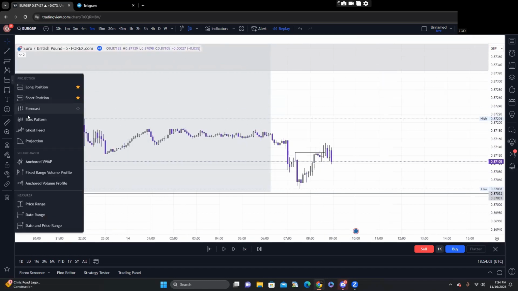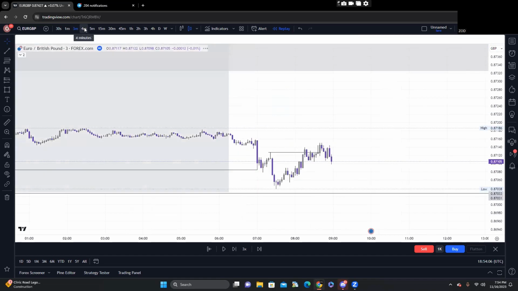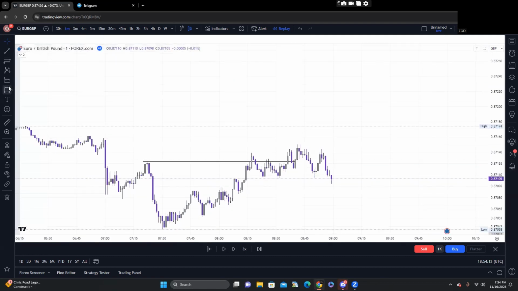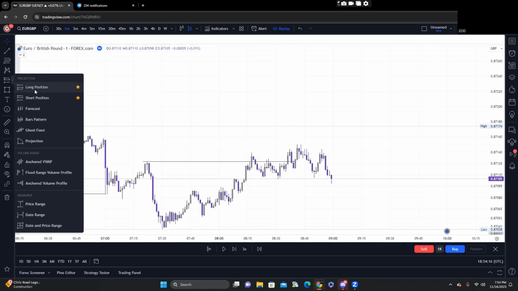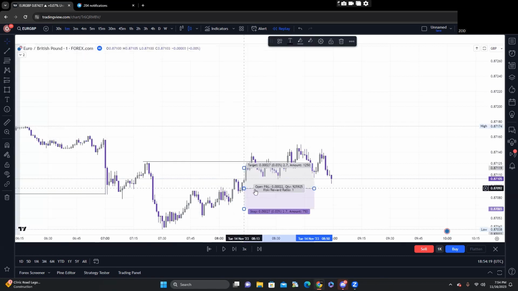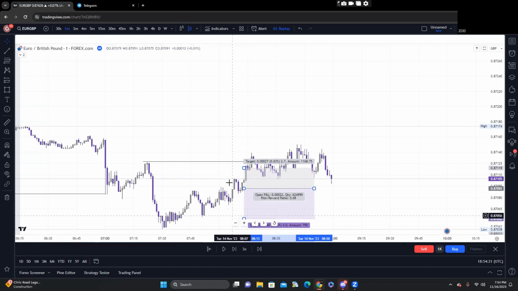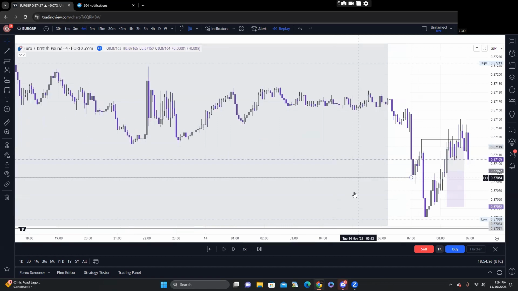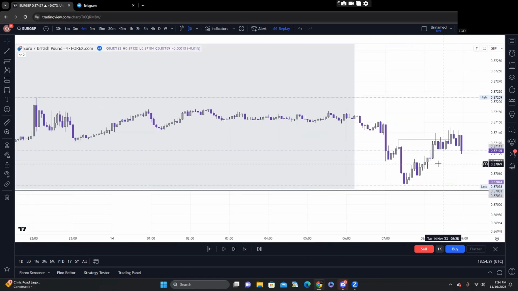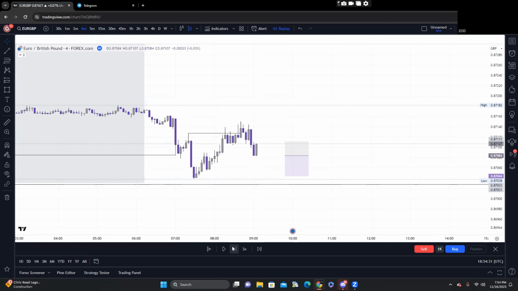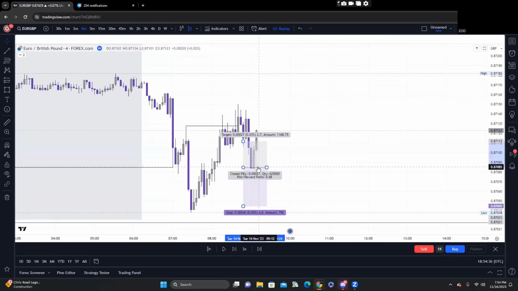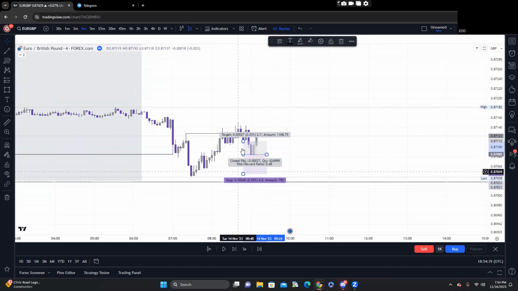So I could open a buy. You can see from 1 minute time frame. My buy could be sitting anywhere around these levels. Good. So my buy has tapped in on this candle right here.